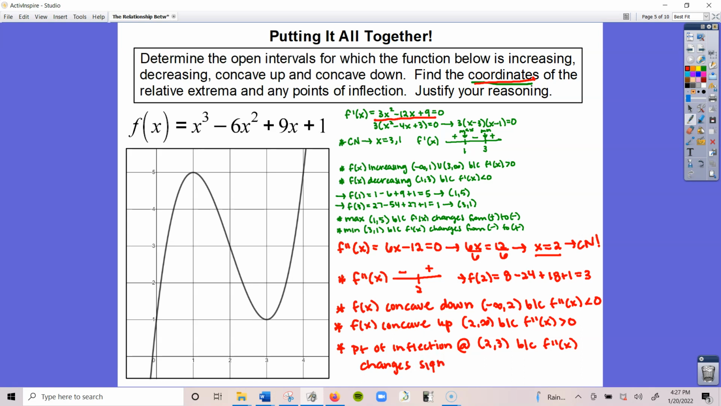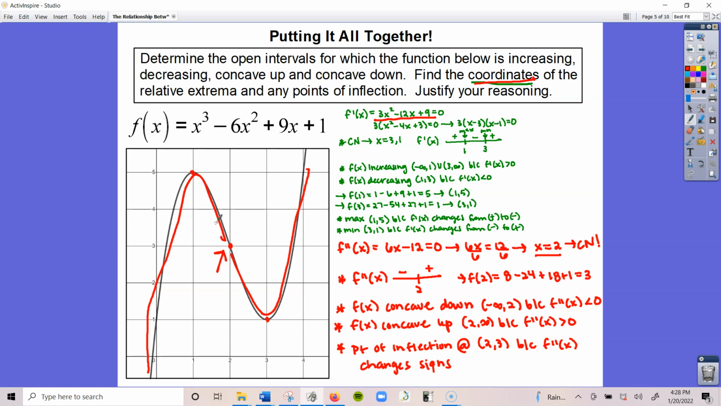Now let's have a look at all of this information and confirm it with our graph. We got that it's increasing from negative infinity to 1, and then from 3 to infinity, so that checks. We have that it's decreasing from 1 to 3. We have also the maximum at (1, 5), and the minimum at (3, 1). In terms of concavity, it's concave down from negative infinity to 2, and you can see here how it is cupping downwards. And then it's concave up from 2 to infinity, facing upwards. And the point of inflection is at (2, 3), right where it changes concavity.